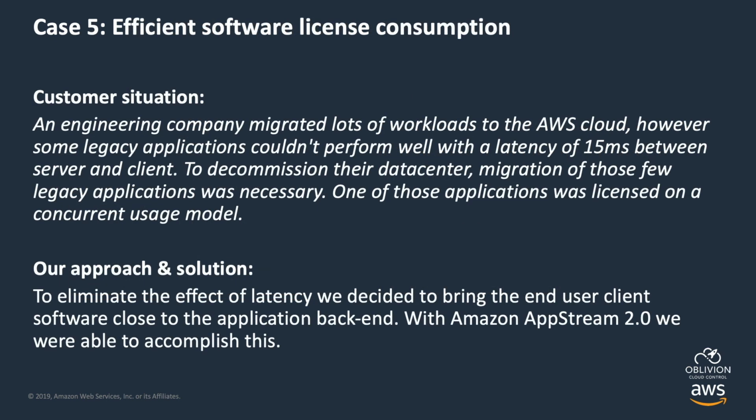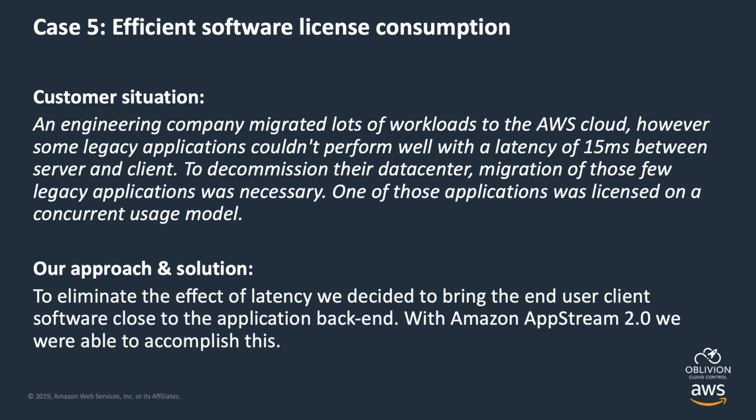Case number 5 is both around efficient license consumption, but also providing a good worker experience. They had already migrated a lot of workloads to the AWS cloud, but there were a few legacy applications that didn't perform very well when the backend, the server, was in the AWS cloud and the client was still on somebody's laptop or desktop. The latency of 50 milliseconds was too much for that. However, if those legacy applications continued to run on-prem, they couldn't decommission their data center, so they would carry a very high fixed cost.